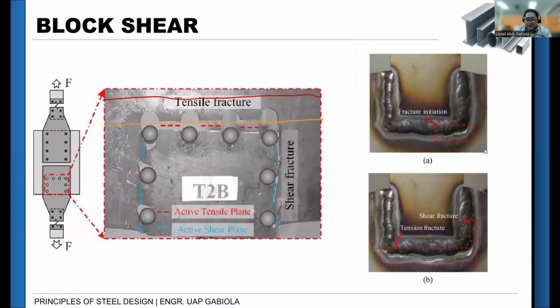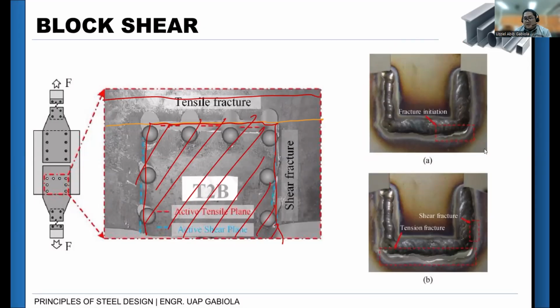Pero since yung actual failure na nangyari dito sa drawing na ito, manifesting a direction na nag-shear siya, and then nagte-tension, and then nag-shear, that is what we call block shear failure. So, ito yung magiging matatanggal na portion sa atin once na nag-fail na siya. Ganun din yung condition when we have a welded connection.